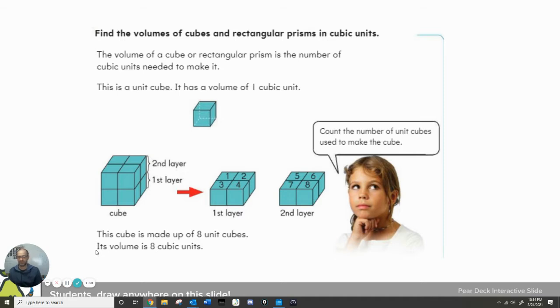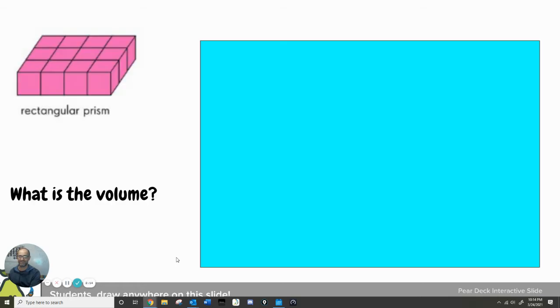All right. Here we've got a cube that's made up of 8 unit cubes. In the first layer, you've got 4 cubes, and in the second layer, you've got 4 cubes. Add them all up, and you get 8. Well played, friends.